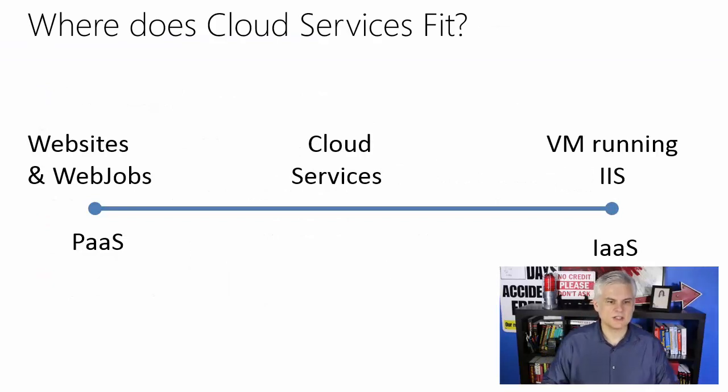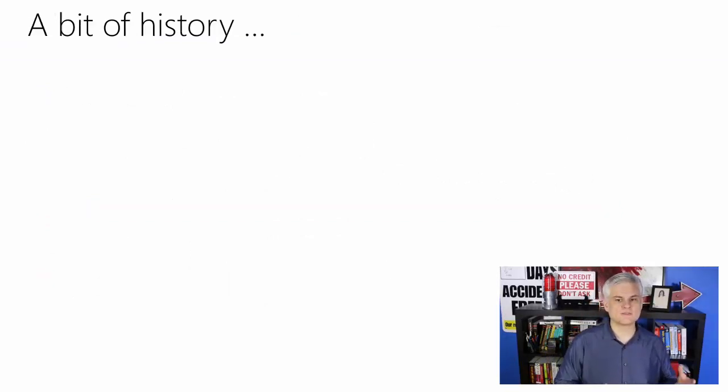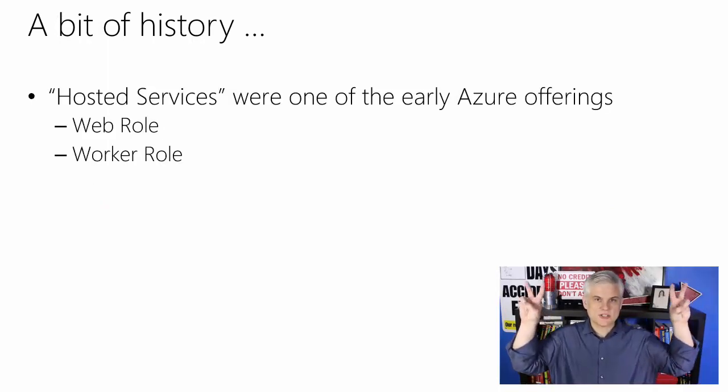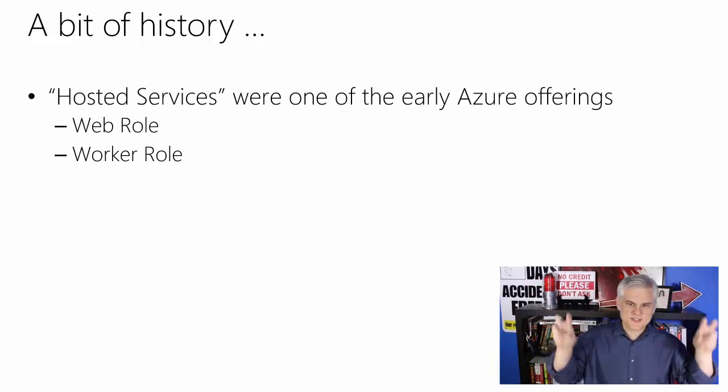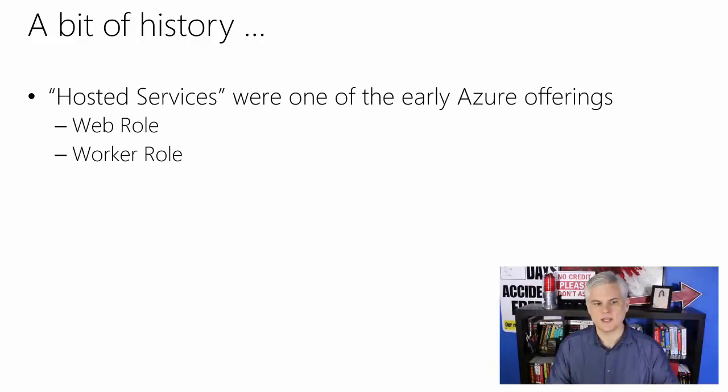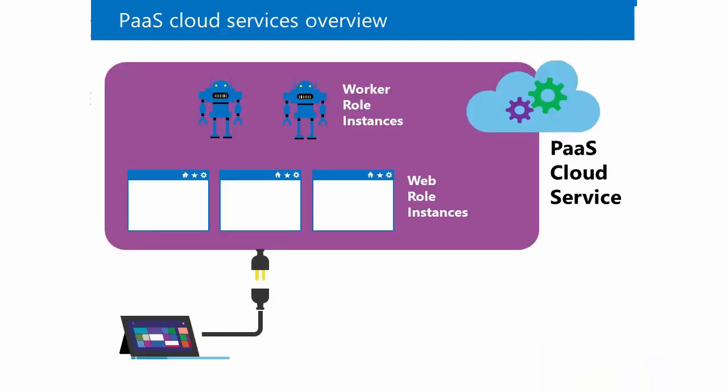So let's start out with a little bit of history. When Azure was first released, there were a limited number of services that were available. And one of those early services were called hosted services. Hosted services provided you two types of computing, a web role and a worker role. So the web role could host websites, and it generally was the presentation tier of your application architecture. The worker role could perform background processing, and so it kind of supplied the middle tier of your application architecture.